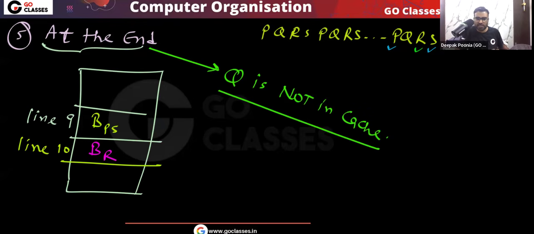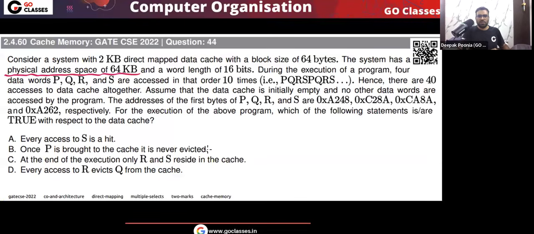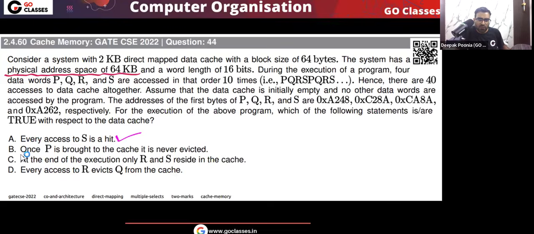So these are some observations. That's it. This is the question. I hope you understood. So let's see which option is correct. Every access to S is a hit. We have already seen, yes, correct. Once P is brought to the cache, it is never evicted. Yes, correct.